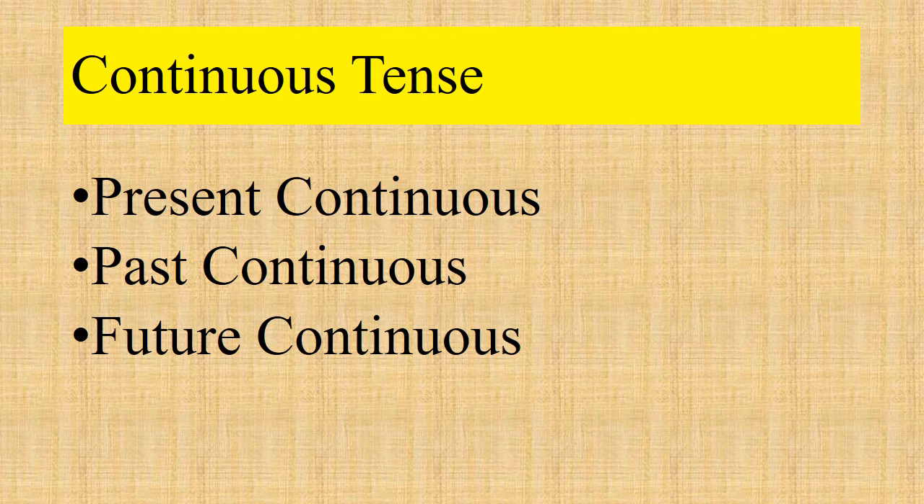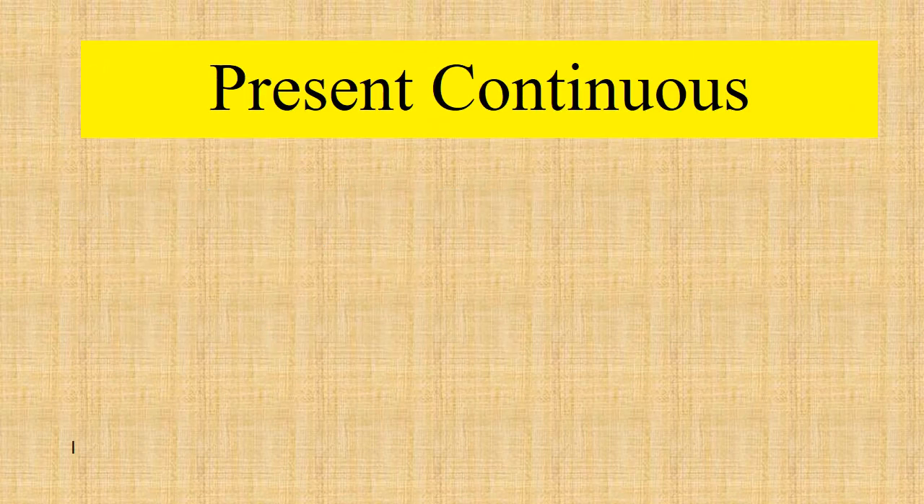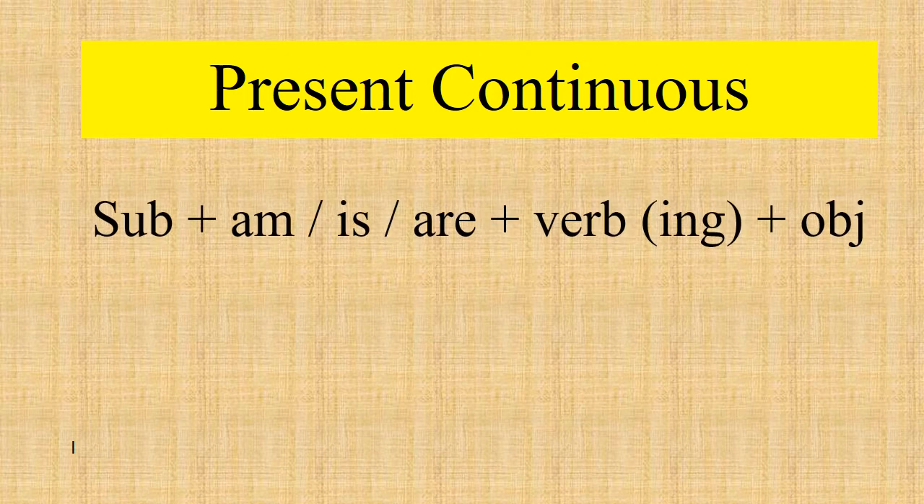Now we will move on to the next tense, continuous tense. Under continuous tense, we will learn present continuous tense, past continuous tense and future continuous tense. Present continuous tense. The formula for present continuous tense is subject plus am/is/are plus verb with ing plus object. Let us look at the example.